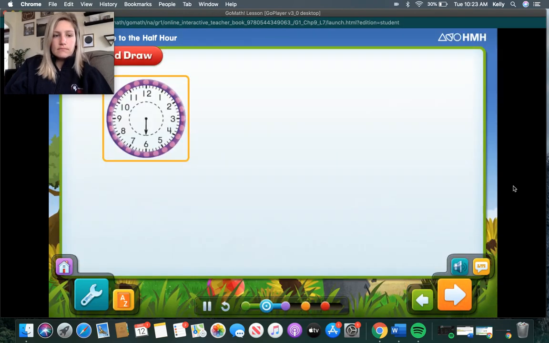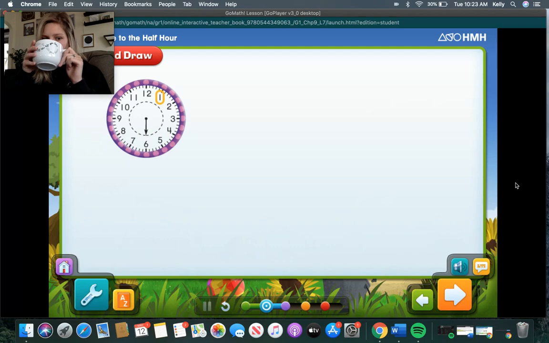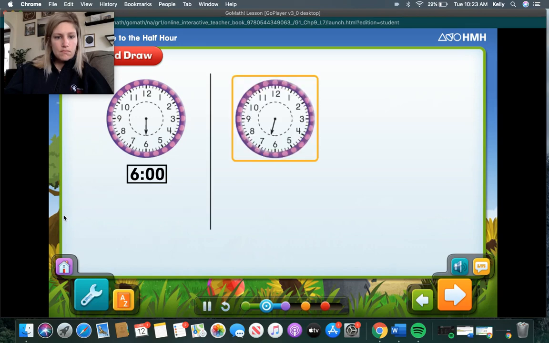Here's a clock with only an hour hand. A clock face shows the numbers 1 through 12 in order. Starting here. Look at the hour hand on the clock. Which choice best describes the time shown? 6 o'clock. Between 6 o'clock and 7 o'clock. Or 7 o'clock. The hour hand points to the 6. Click the time shown on the clock. So it's 6 o'clock. Here's another clock.